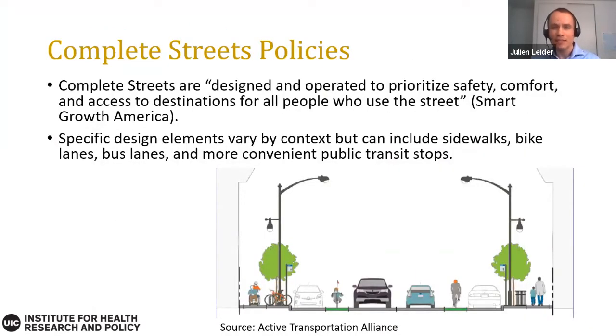Another important policy development has been the complete streets policy, which is designed to prioritize all users of a street. In particular, not just cars. And these have been adopted in many jurisdictions across the United States. Specific design elements vary by context, but can include things like sidewalks, bike lanes, bus lanes, and more convenient public transit stops.